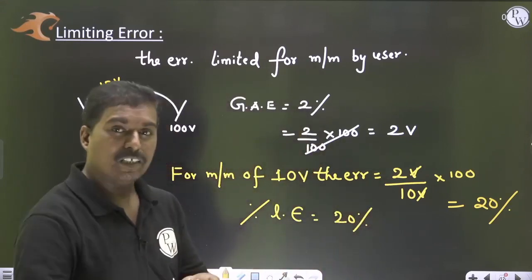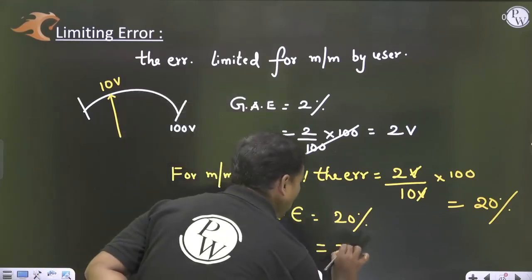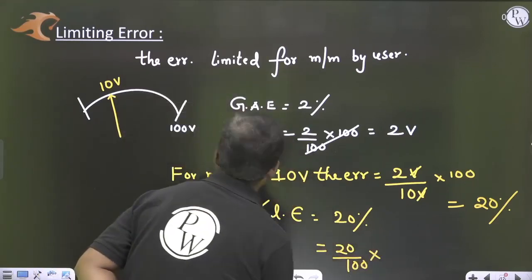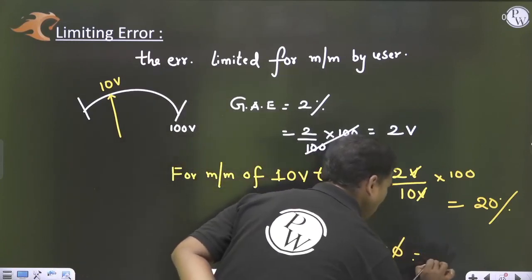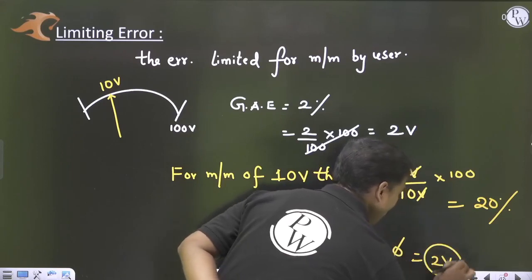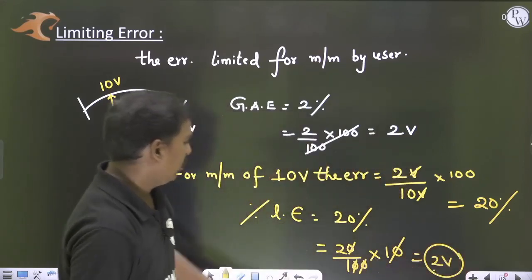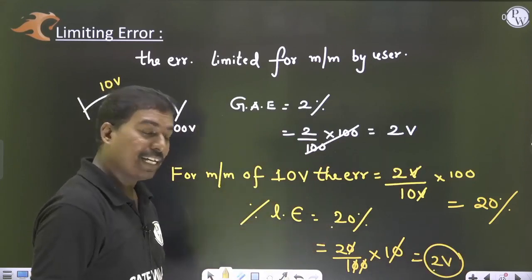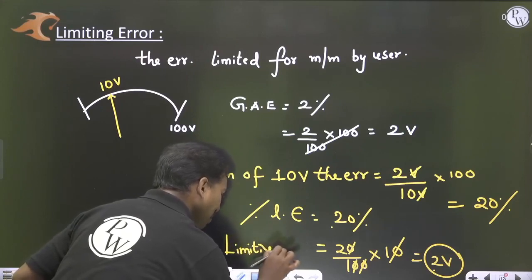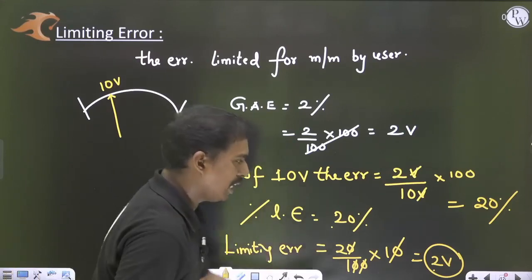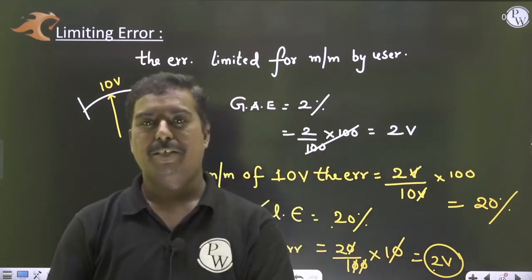20% of what? 20% of your measurement. So 20 by 100 of your measurement of 10 is again 2 volts. Have you observed? The limiting error is the same. This is what we call limiting error, and this is what we call percentage limiting error. The error is limited here; it cannot exceed more than this.